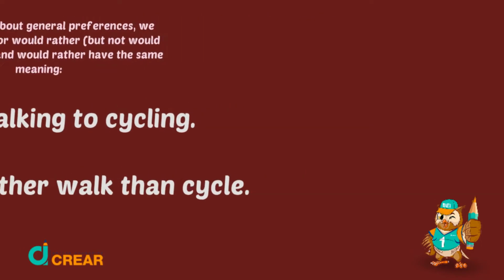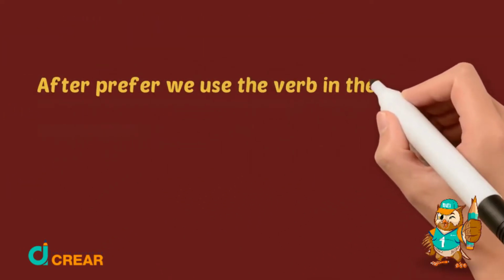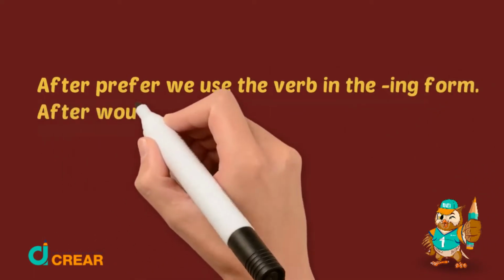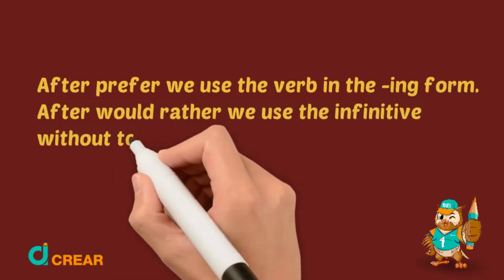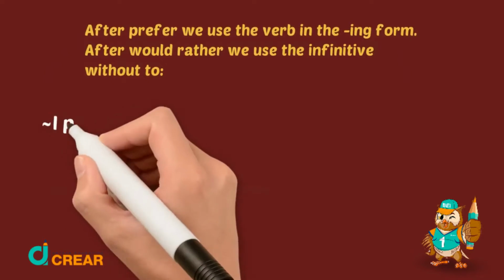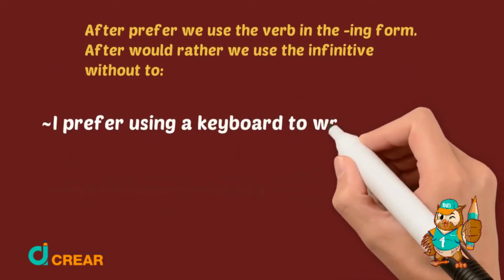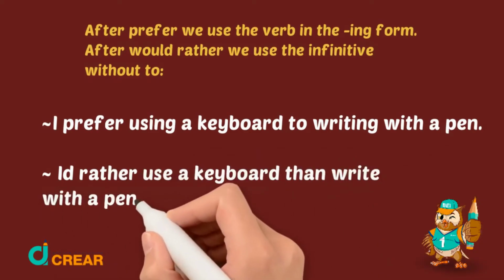And examples are this one. I prefer using a keyboard to writing with a pen. And the other is, I'd rather use a keyboard than write with a pen. We continue with examples. I prefer walking to driving, and I'd rather walk than drive.